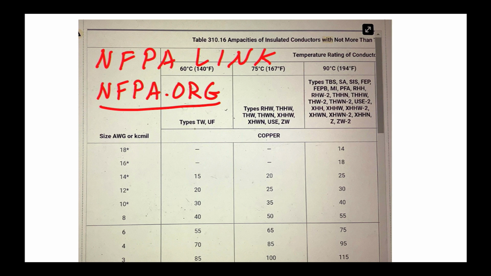So we're going to be looking at the 60 degrees C column over here, and we're going to need to find a conductor that's good for at least 18.75 amps. And we see we got 20 amps, and that's going to be the 12 AWG conductor. And again, that's the answer to this question.